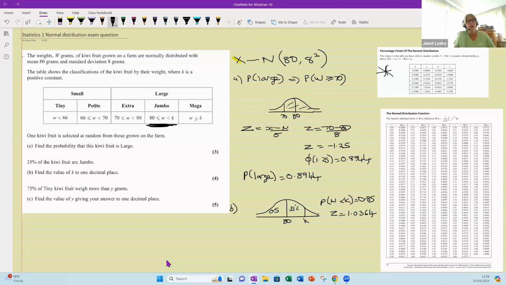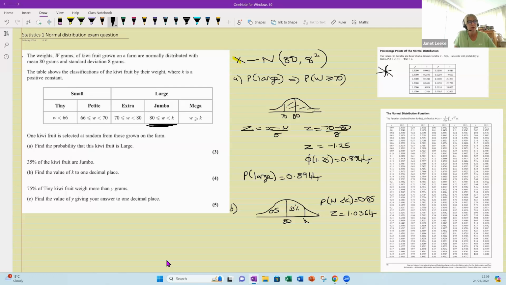1.0364. Now at this point, you need to ask yourself, is Z positive or negative? Because these tables don't tell you. And it's very easy. If your value for X is greater than the mean, then our Z is going to be positive. If our value for X is less than the mean, then it's going to be negative, and our value is going to be positive here.